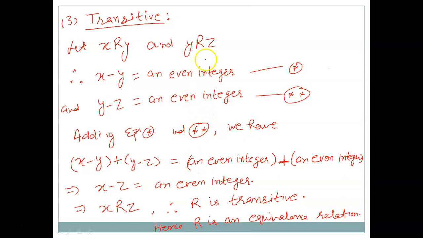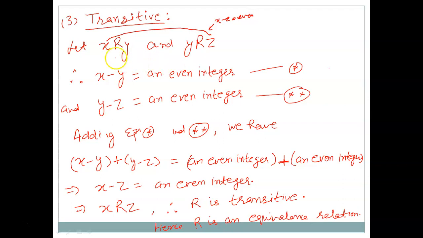Then come to the transitive property. In the transitive property, you know x related to y and y related to z. These things are given, and you have to show that x is related to z. So how can it happen? It can happen only if somehow you can show that x minus z is an even integer.